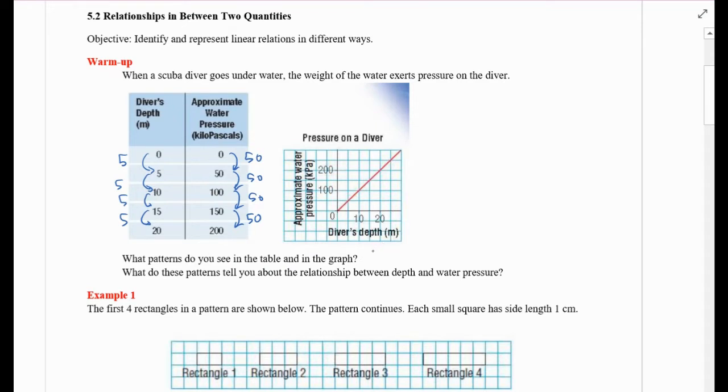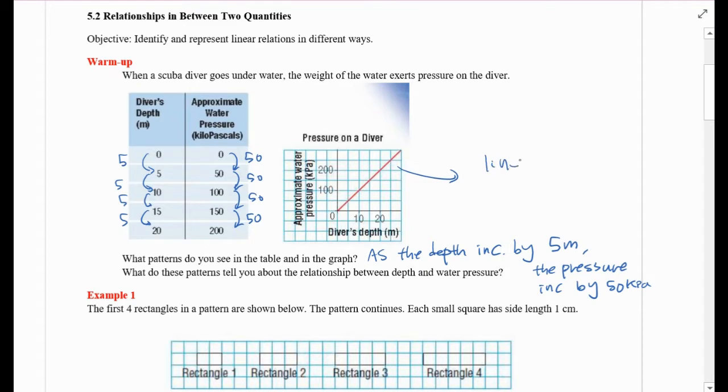In the table, as the depth is increased by 5 meters, the pressure increased by 50 kilopascal, kPa. Okay, and the graph, this is a linear relation. So, a straight line.